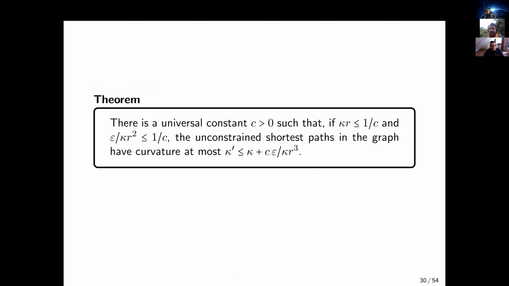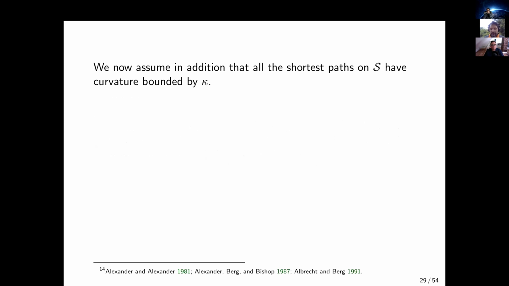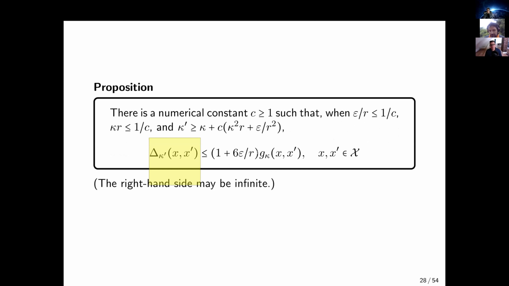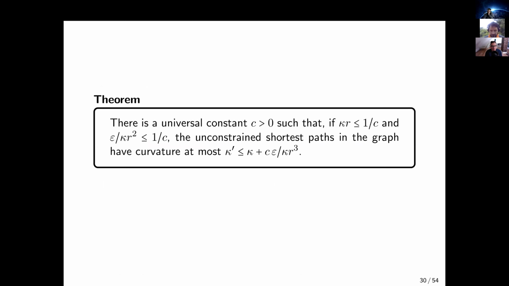It turns out that the unconstrained shortest path distances in the graph already have curvature at most something that's essentially kappa plus something on the order of epsilon over r cubed. So at least as long as epsilon over r cubed is small, which again, we don't know if it's optimal. But as long as epsilon over r cubed is small, then the unconstrained shortest paths in the graph, that's important, already satisfy the curvature constraint. So therefore, we can get the reverse inequality essentially from what we know about unconstrained paths. Okay. Any questions so far?